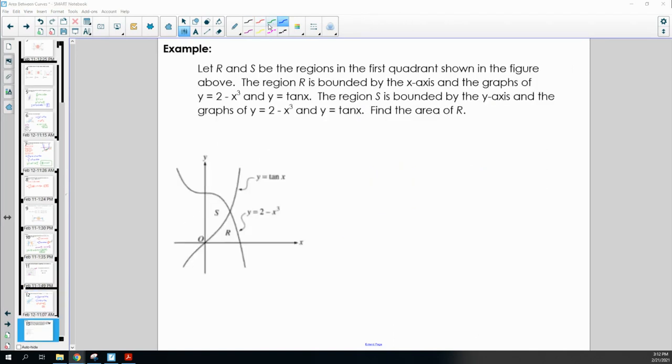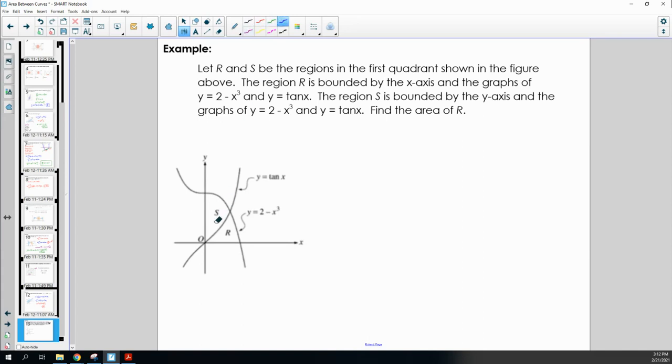The last example we're going to go over is how you can find the area using two different methods. Most of the time you're going to see a graph of the function. Sometimes you'll have to graph it in your calculator, but a lot of the time you'll be given the graph. Sometimes it's hard to know if you should use the top minus the bottom or the right minus the left. So I'm going to show you a problem where you can do it either way. We have R and S, which are two regions, and they're bounded by these functions, tan x and 2 minus x cubed. Here we want to find the area of R.